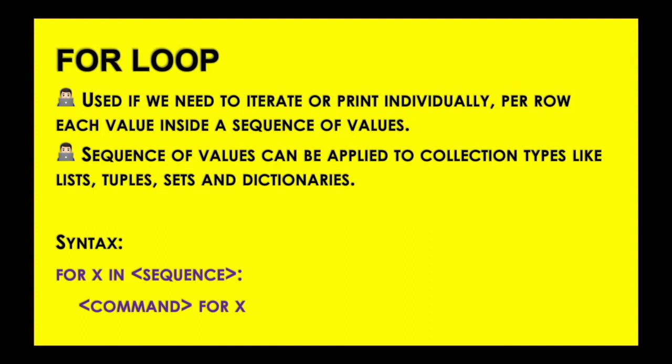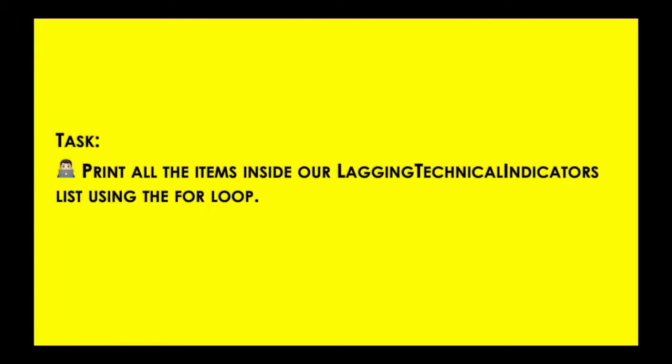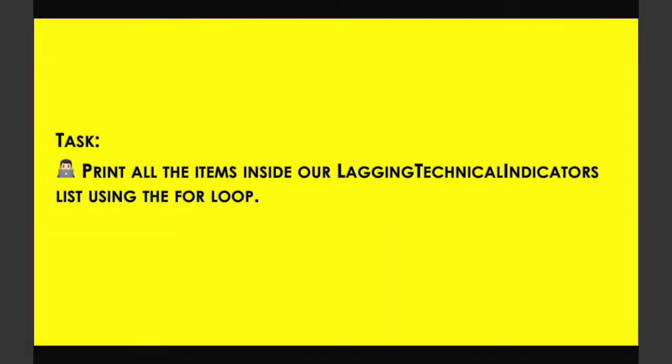As you can see on our usage of for loops, it is used to iterate or print individually per row each value inside a sequence of values. If you still remember, this is exactly what our previous task was intended to do. So that will be our task now: print all the items inside our lagging technical indicators list using the for loop. Please open your Anaconda, open the Jupyter Notebook, and let's start coding.